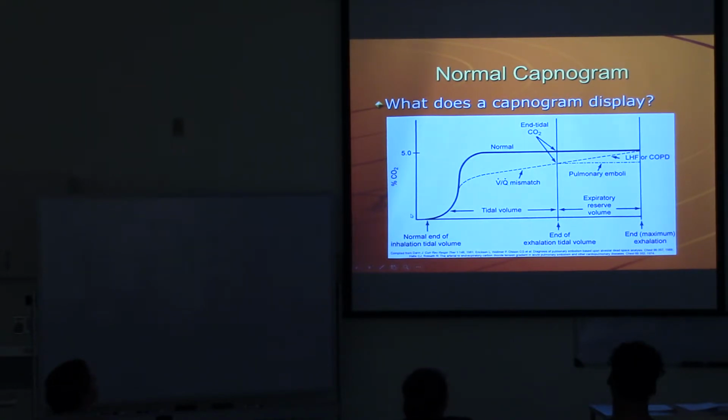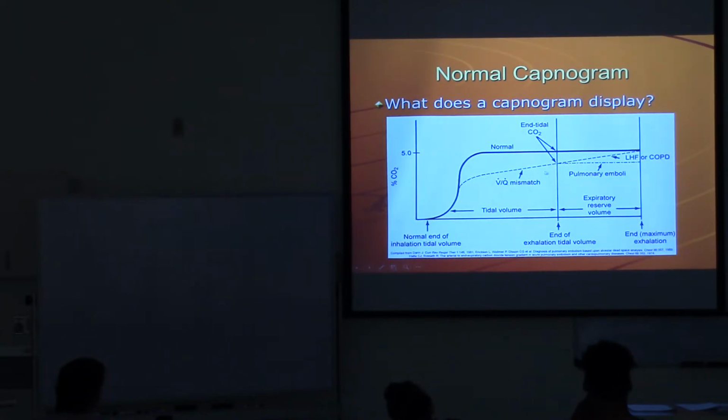So if you have problems with ventilation and perfusion, you're not going to have as much exhaled CO2. Where's our COPD patient? Oh, over here. So left heart failure or COPD patient, it takes them a while to get the air from their alveoli exhaled. So their graph will climb more slowly and take a lot longer. That's all.